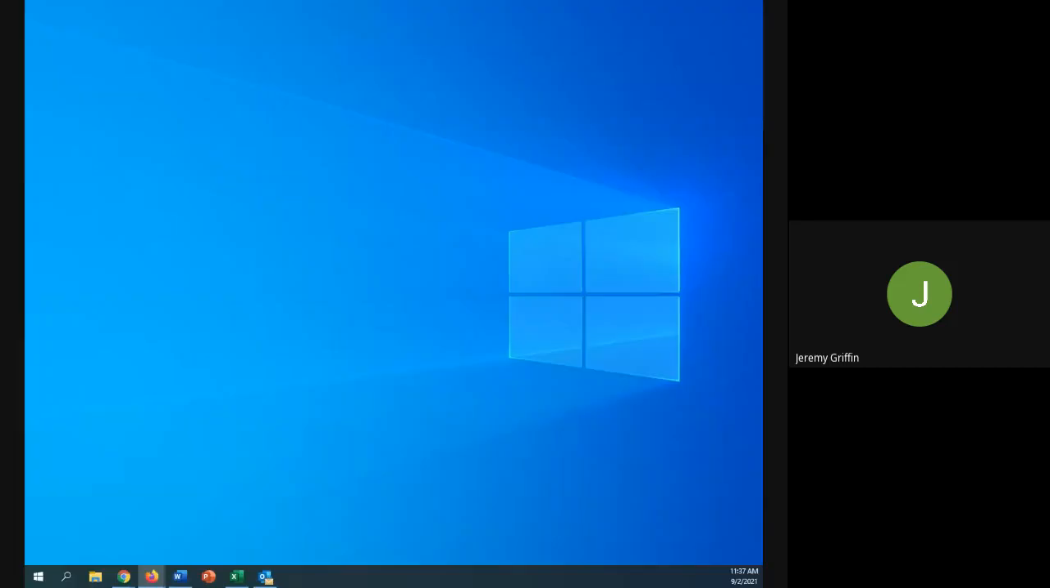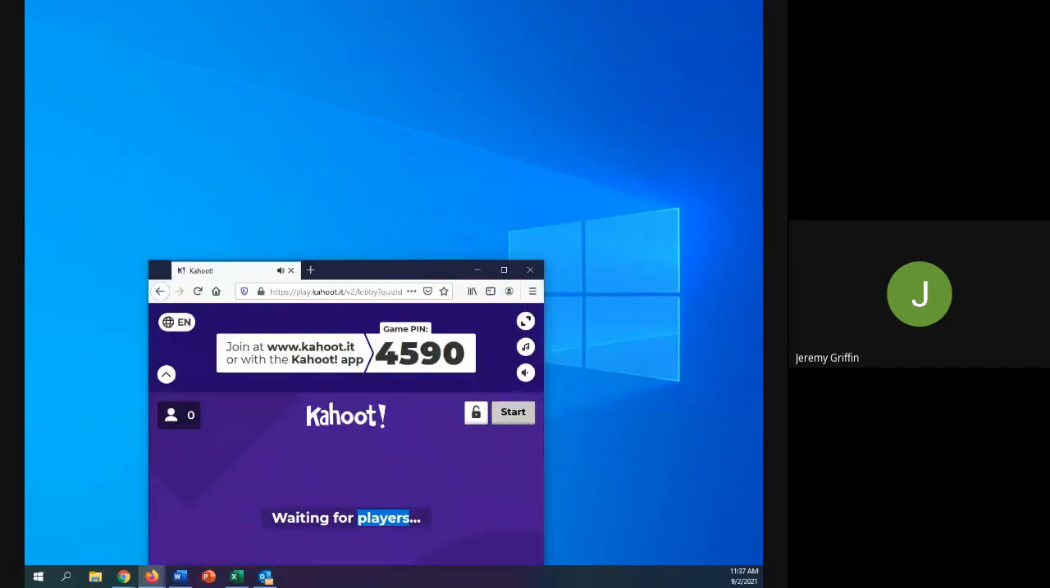The pin is a 4-digit number. It's 4590. The Kahoot pin is 4590. Oh, there. Okay, it's working now.